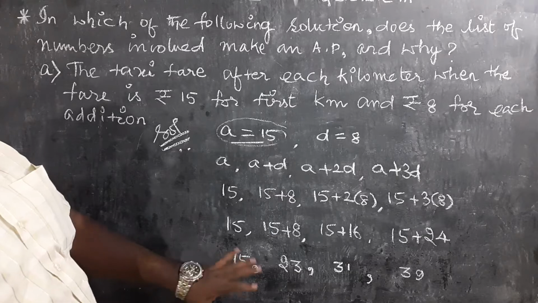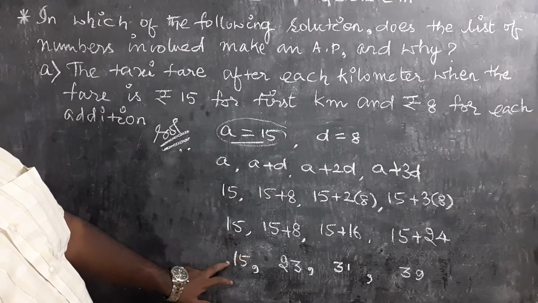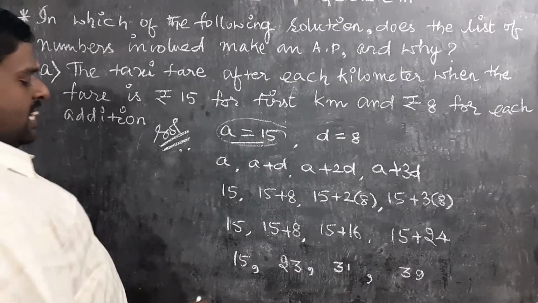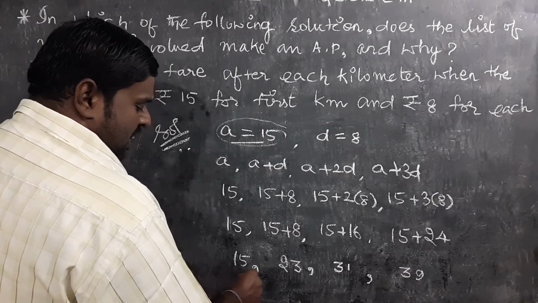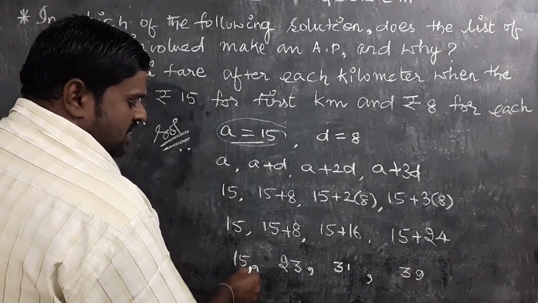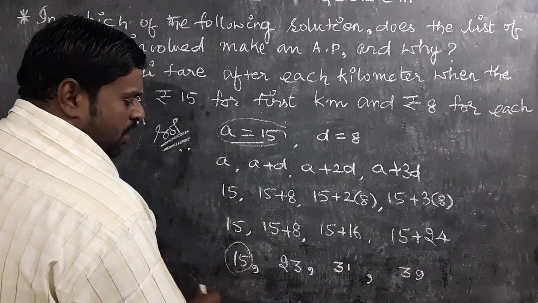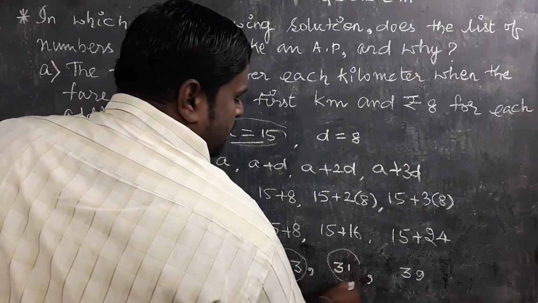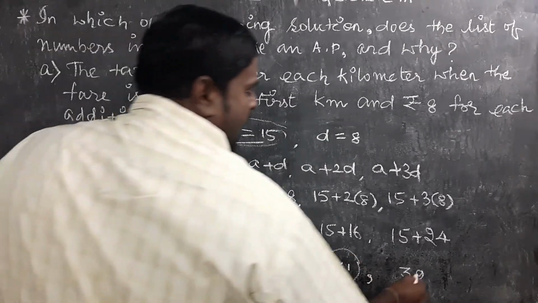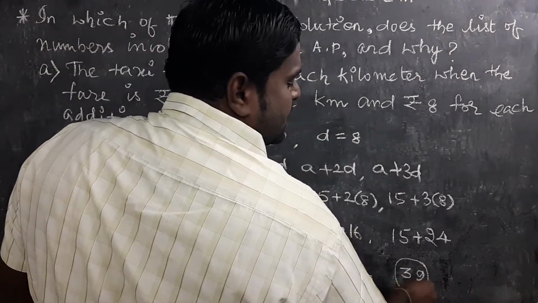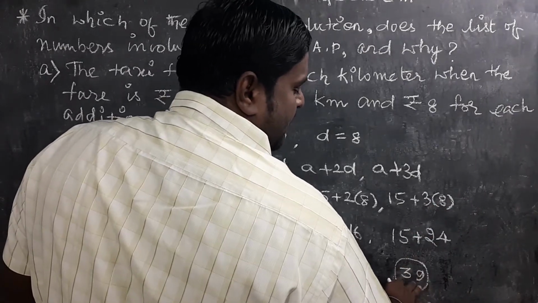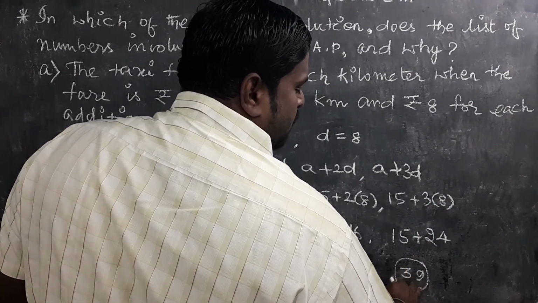Now look here, students. This is the answer: 15, 23, 31, 39. It means if the taxi driver is driving his taxi, the first kilometer will cost 15 rupees, the second kilometer 23 rupees, the third kilometer 31 rupees, and if you are going 4 kilometers, you will be paying 39 rupees for the 4th kilometer.